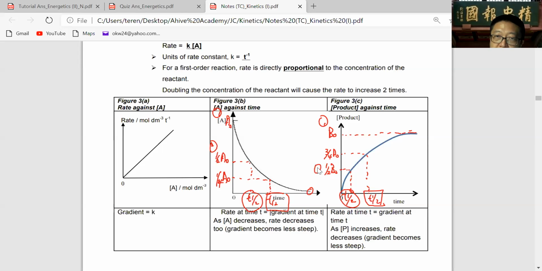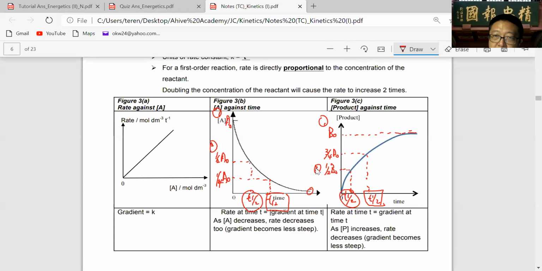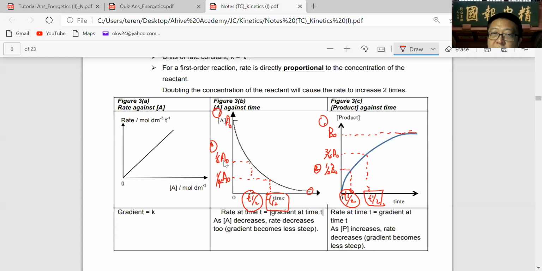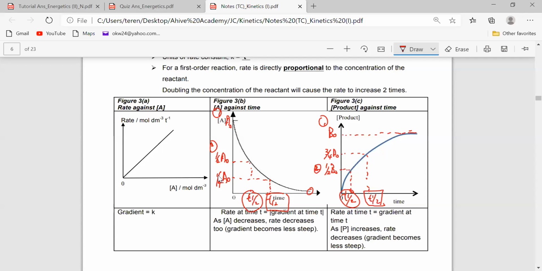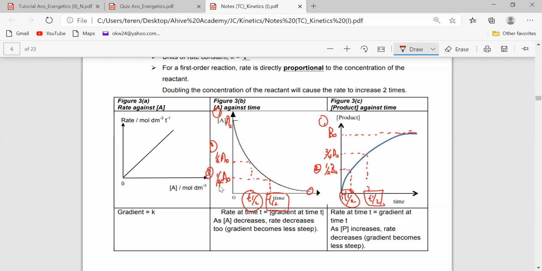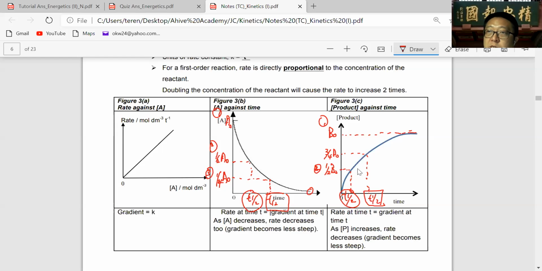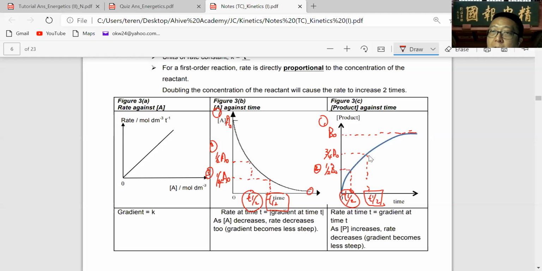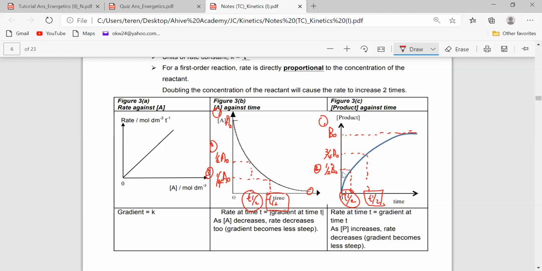Okay, number 3, slowly. This is number 2, now number 3. Do you agree with me? From half A0, dropping to half of half A0 is 1/4 A0. Number 3, this is the second half-life. But how much product is formed? Your product doesn't just times 2 straight away. Your product forms half of half B0, which is 3/4 B0.